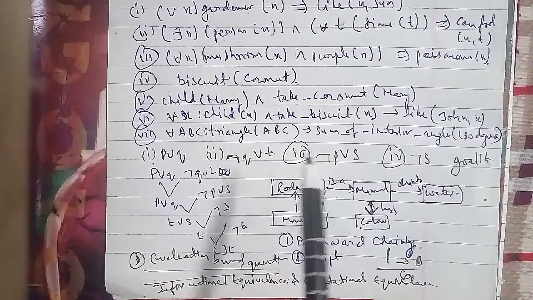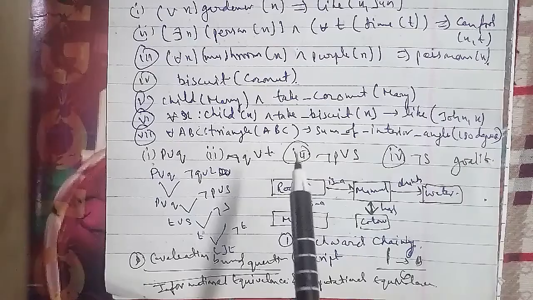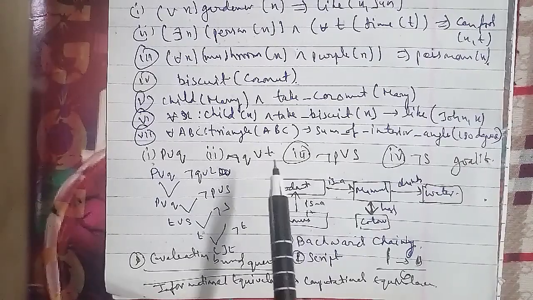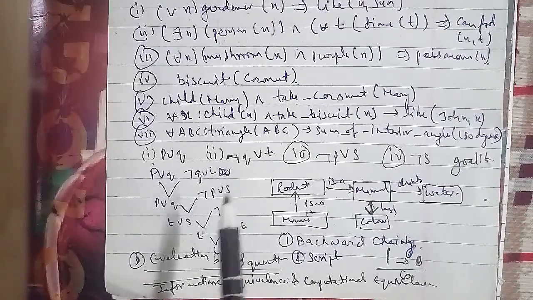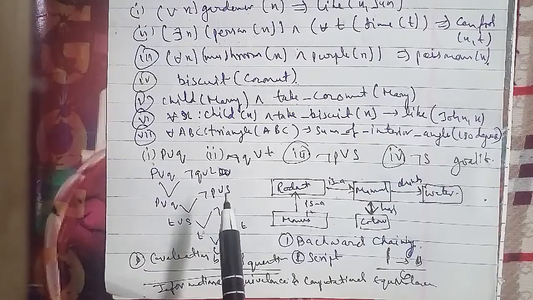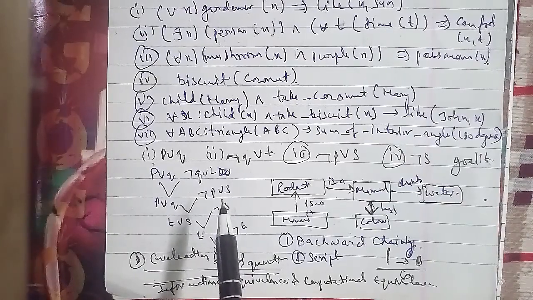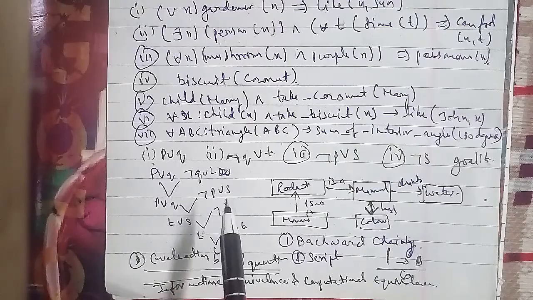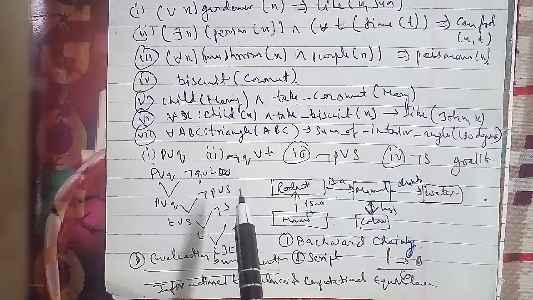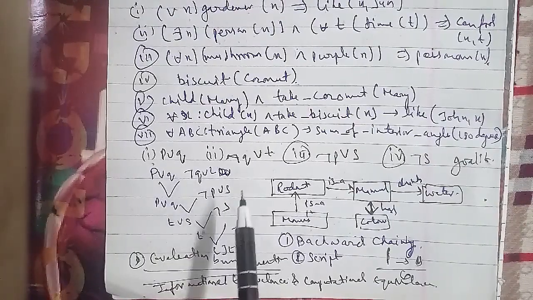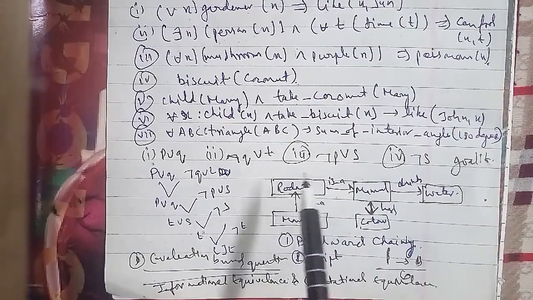Now we'll go ahead with another one, that is the existential quantifier. The existential quantifier is the type of quantifier which expresses that the statement within its scope is true for at least one instance of something. It is denoted by a logical operator which resembles an inverted E, and when it is used with a predicate variable, then it is called an existential quantifier.